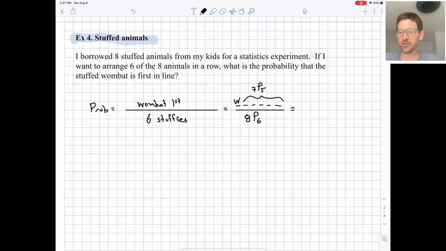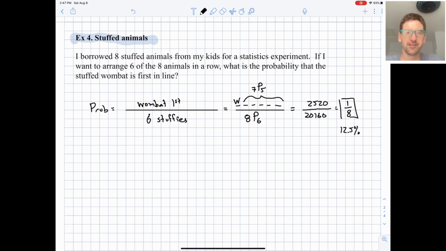Okay, so we can do both of those permutations. 7 pick 5 is 2520 divided by 8 pick 6, which is 20,160. We just do a quick division. 2520 divided by 20,160, I get 0.125, which is 1 out of 8, exactly 12.5%.